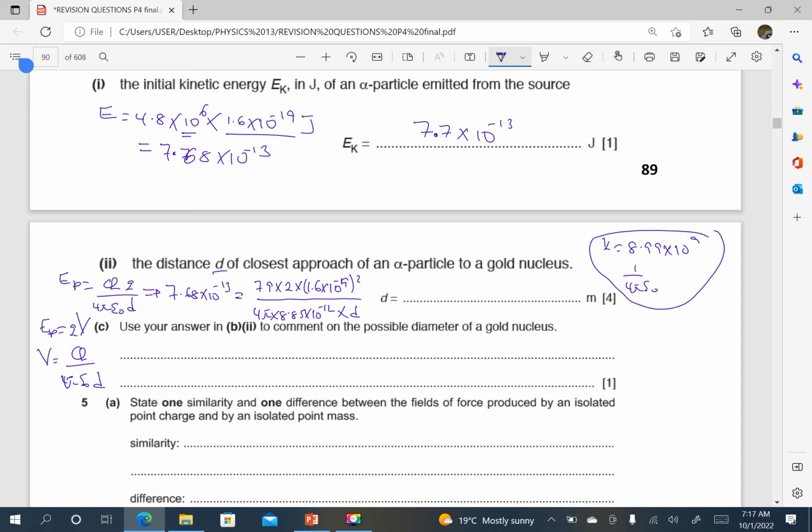So you just cross multiply, make D the subject. Me, I'm just putting it in the calculator. So my calculator is giving me 4.7 times 10 power negative 14 meters. You can also verify.